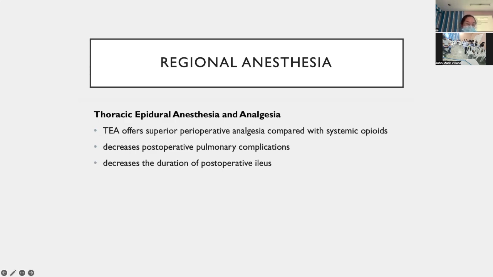So for the regional anesthesia, thoracic epidural anesthesia and analgesia offer superior perioperative analgesia compared with systemic opioids. It decreases the postoperative pulmonary complications and decreases the duration of postoperative ileus. Complications from applying regional anesthesia, specifically epidural anesthesia, in patients undergoing laparoscopic cholecystectomy include shoulder pain due to the diaphragmatic irritation from the carbon dioxide pneumoperitoneum, and the most important problem is inadequate relaxation of the abdominal musculature.